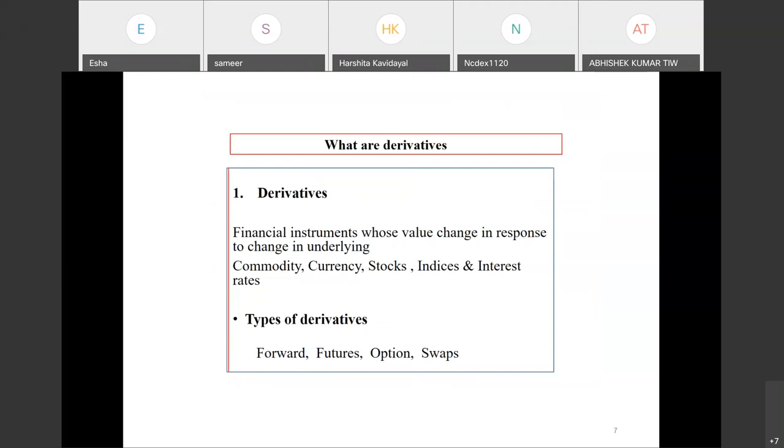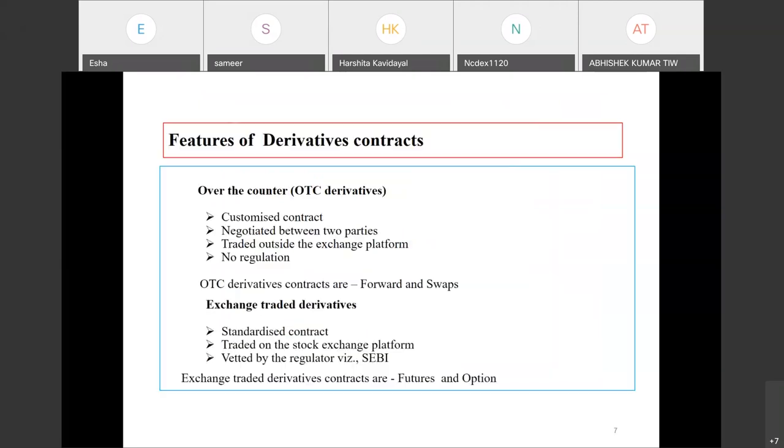So what types of derivatives are there? Commodity, currency, stock, indices, interest rate. Types of derivative: forward, future, option, swap. Swap, I don't want to focus on here because SEBI is not regulating swaps.